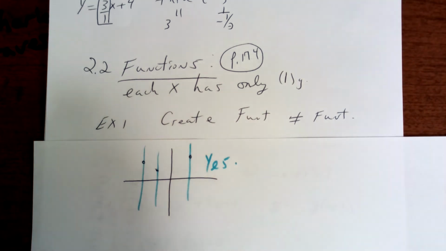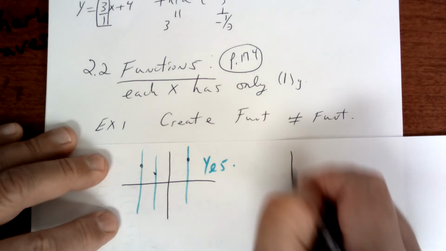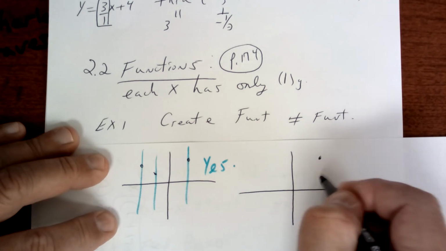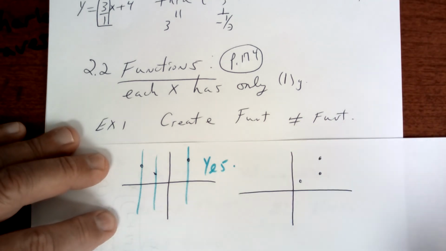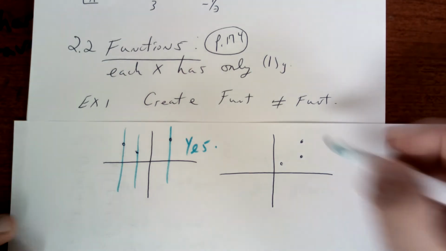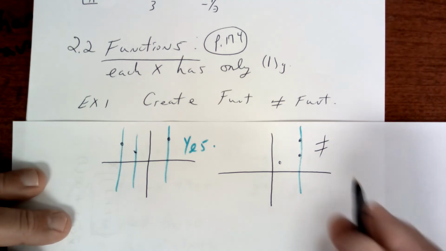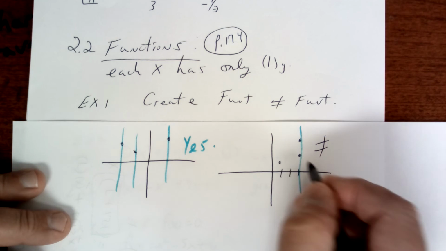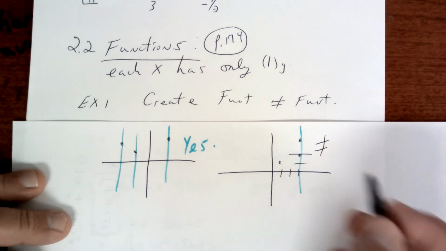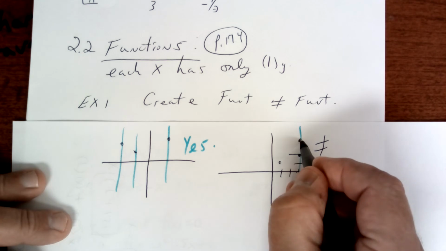To create something that's not a function, you would stack them. So copy that down. And you see if you do the vertical line test on this, it hits 2 points. So this one is not a function. Now let's analyze this. Let's say this is over 3 up 2. Okay, so 3, 2. And let's say this point is over 3 up 4.